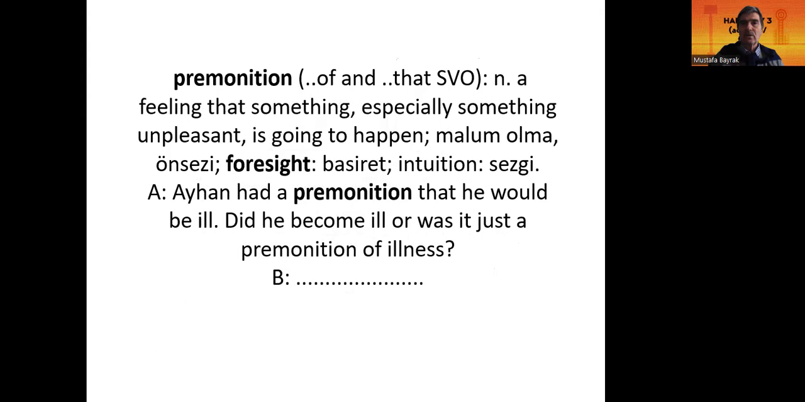Now, premonition of and that clause. A feeling that something, especially something unpleasant, is going to happen. Okay. Foresight, yes. Premonition also means foresight. Okay. Intuition. I have had a premonition that he would be ill. Yes, I had a premonition that he would be ill.